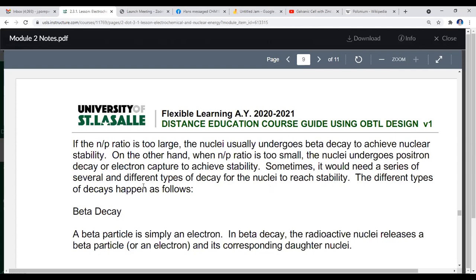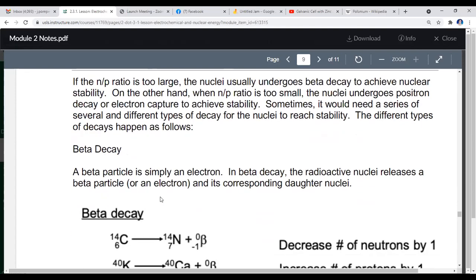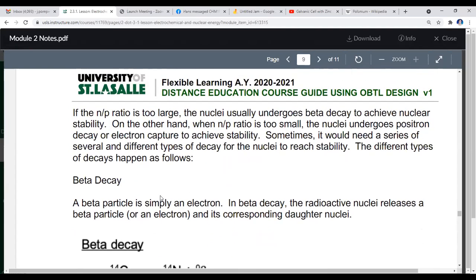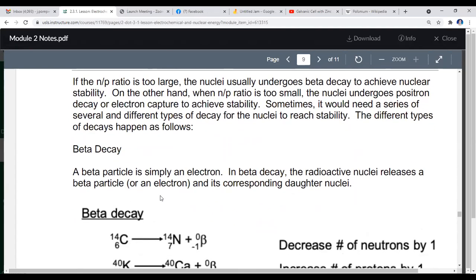Sometimes it would need a series of several and different types of decays for the nuclei to reach stability. The different types of decay happen as follows. So, we'll be discussing here the different types of decay. If large, beta. If small, positron or electron capture.